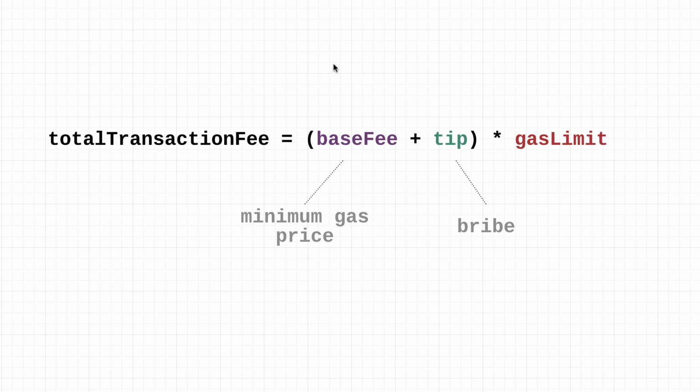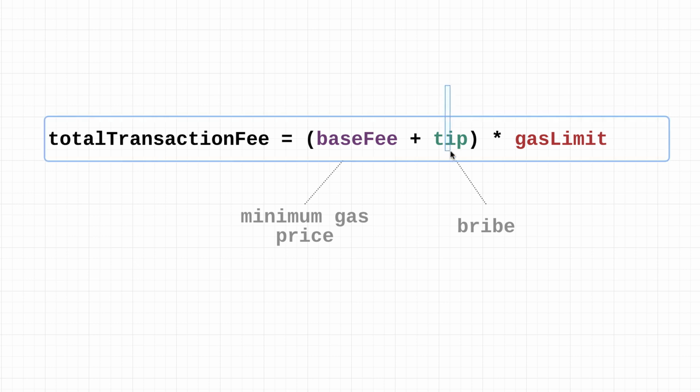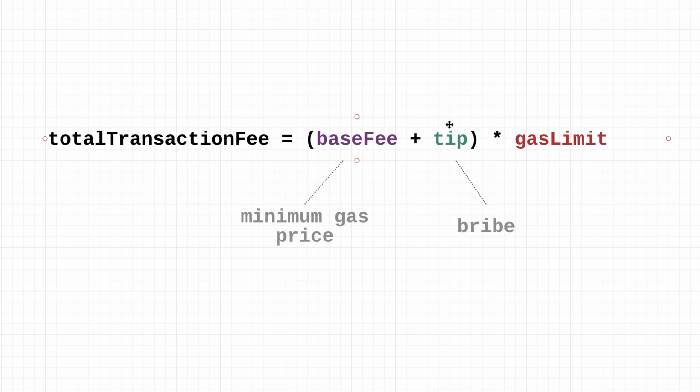And they're going to do this because this fee right here, remember, doesn't go to the miners. This actually gets burnt, or this ether is removed from circulation. So the miners are going to be able to keep this tip right here. So of course, as transactions come in, they're pretty much going to sort them by highest tip to lowest. And the ones who bribe the miners the most get their transactions processed faster than the others.